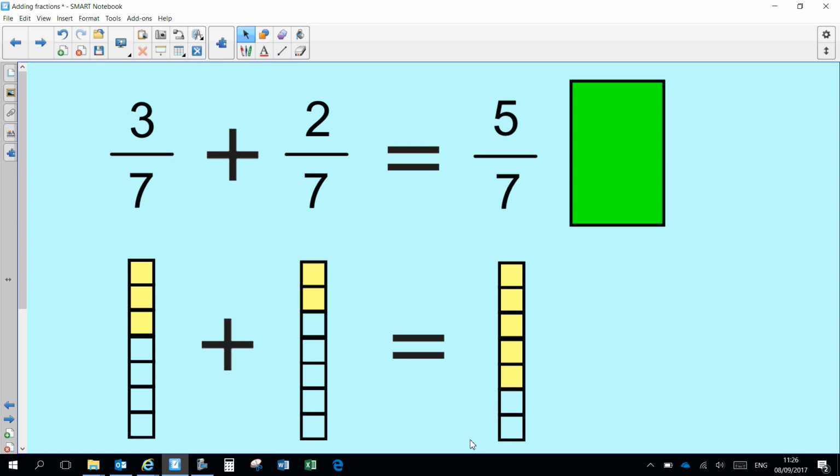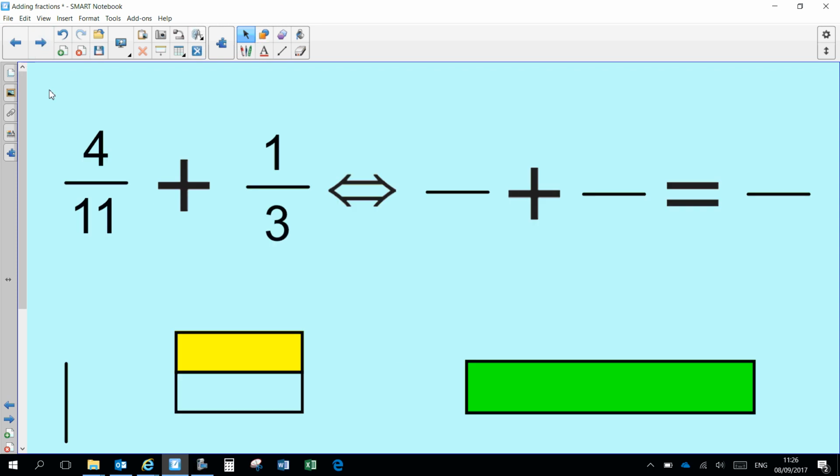And I hope by looking at this bottom picture here you can see why, because you're talking of 3 lots of 7 plus 2 lots of 7, 5 lots of 7. So when the denominator is exactly the same, it stays the same in your answer, and you're just looking at how many parts you're adding together, and it's straightforward. Now unfortunately on the exams that's not always the case.